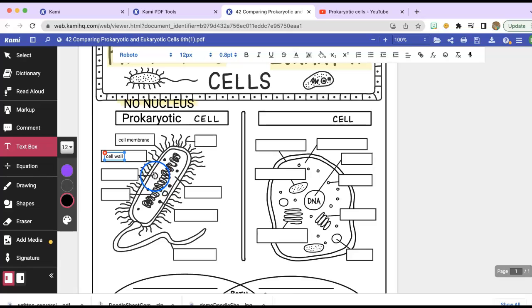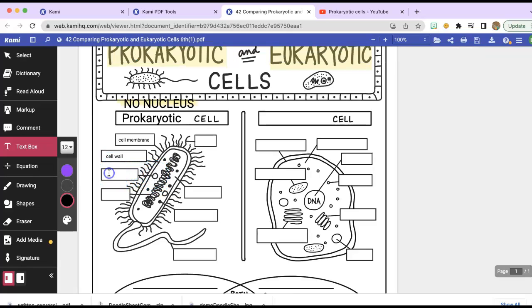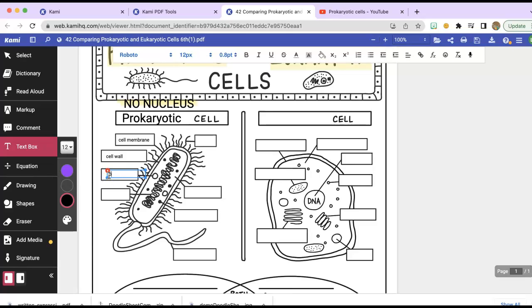Next is this circle right here, the little circle where I'm pointing right now. This is called a plasmid. And you might be like, ooh, we didn't talk about that yesterday. You're right, we did not, because it's only found in prokaryotic cells. It's a type of DNA. We're not going to go into it at all, really. It's just a type of DNA.